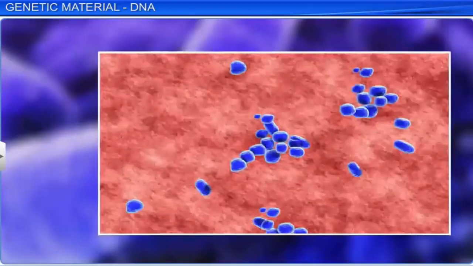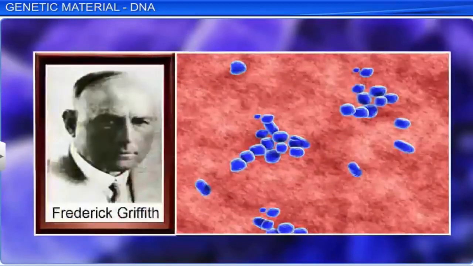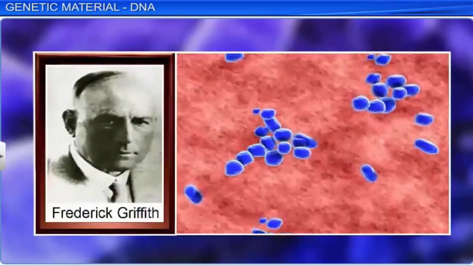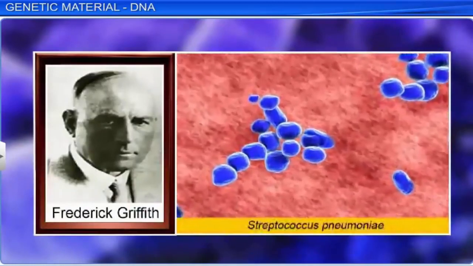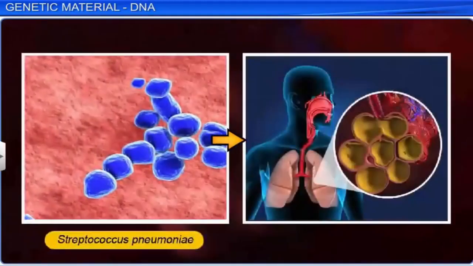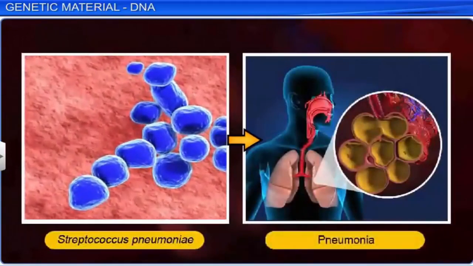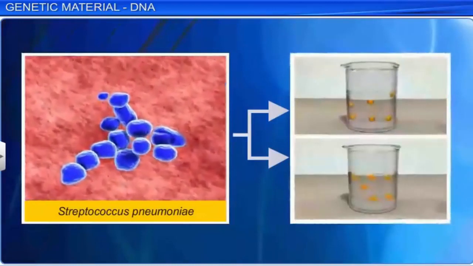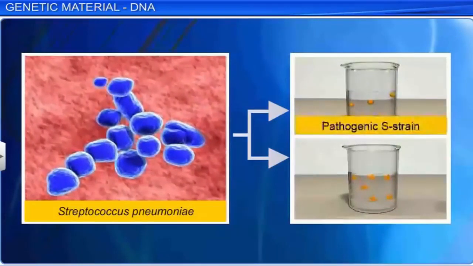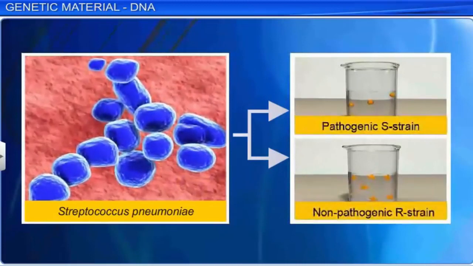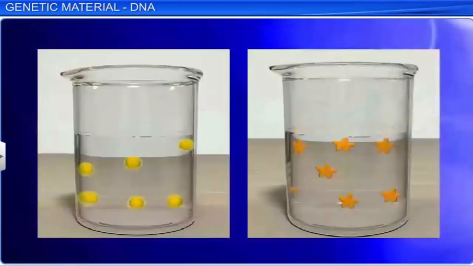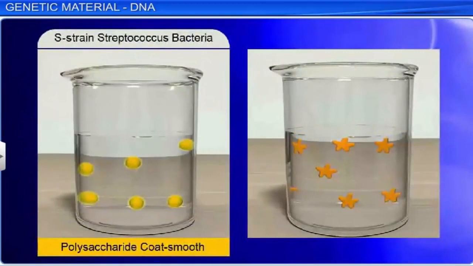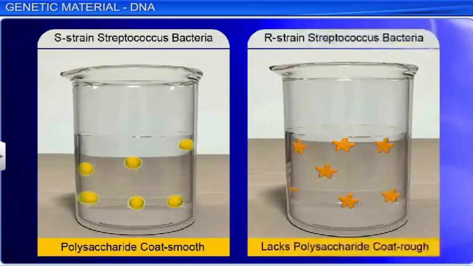British bacteriologist Frederick Griffith was the first to conduct experiments with the bacteria Streptococcus pneumoniae, which was responsible for causing the disease pneumonia. He worked with 2 types of bacterial strains, the pathogenic S strain and the non-pathogenic R strain. The S strain has a polysaccharide coat that makes it smooth, whereas the R strain lacks it, making it rough.